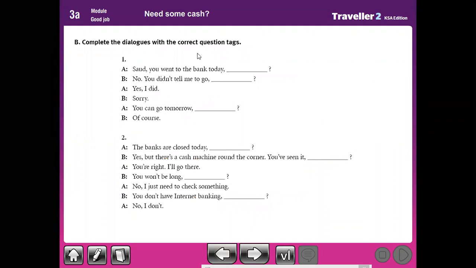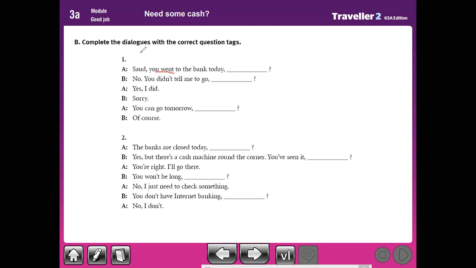Okay, now question number 1. Complete the dialogues with the correct question tags. Number 1, Saud, you went to the bank today? Pay attention. Here, there is an important point. Went, go, went in the past.